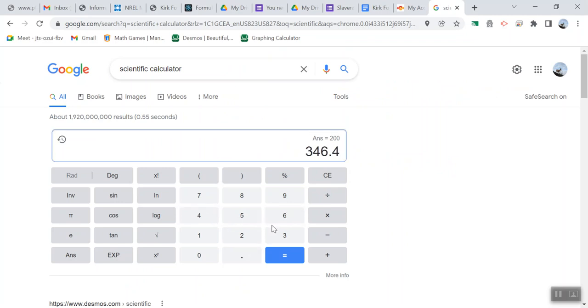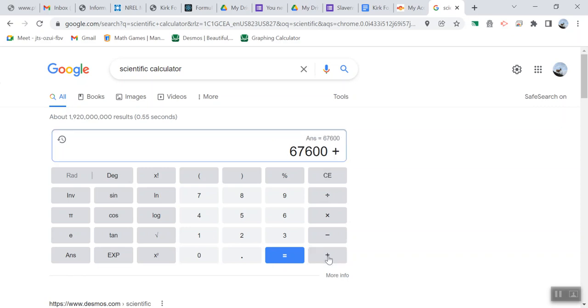So 346.4, and then I'm going to multiply it by itself. All right, that is a fairly large number. I'm going to write that one down so I don't forget it. 11992.96. Still recording? I am still recording. Okay. And then we have 260 times 260, and that is 67,600.